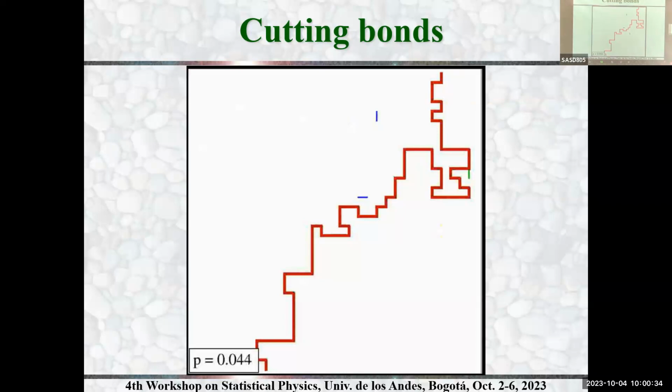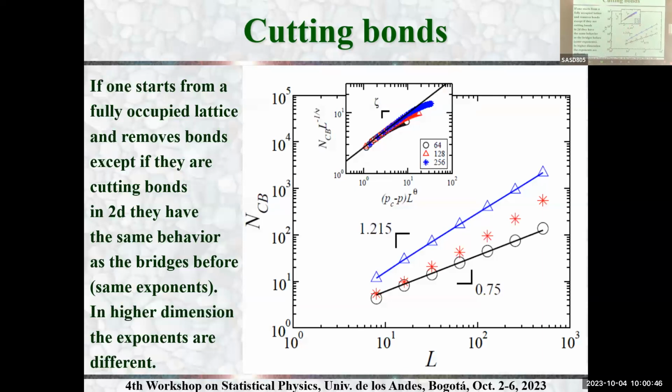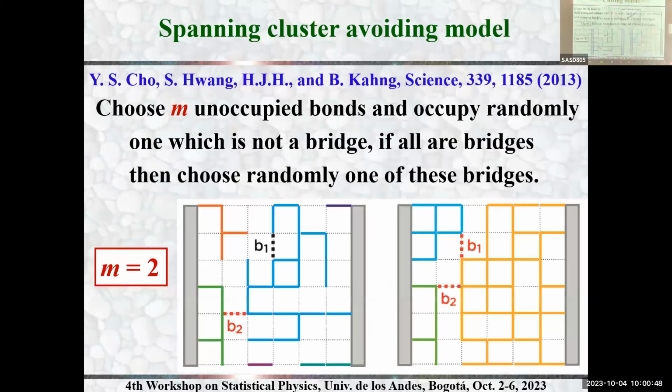Due to duality, the two problems, the cutting bonds and bridge bonds, are dual to each other, and so they give the same result. It's similar, okay. So this is the story of the cutting bonds, yes.